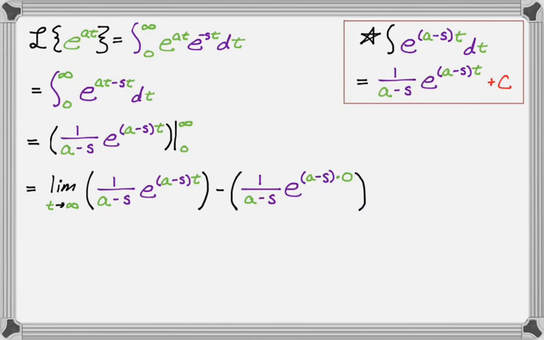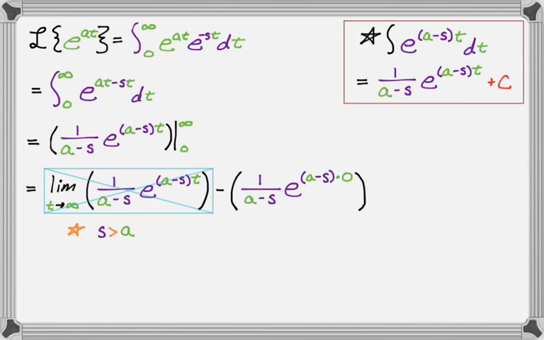All right, and then when you look at this, that first limit as t approaches infinity kind of has an issue if a is bigger than s. If a is bigger than s, then that exponential is just going to grow without bound as t approaches infinity, so we need to add a restriction and say that s must be greater than a if this is going to converge. If s is greater than a, then the exponential ends up in the denominator and you get 0 for that part. So this part, with our restriction, is just going to go to 0.